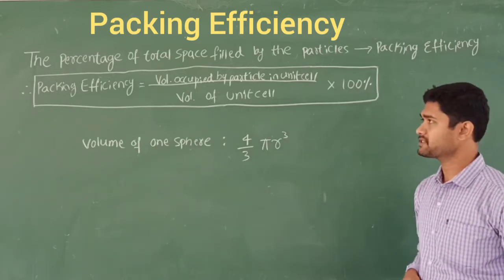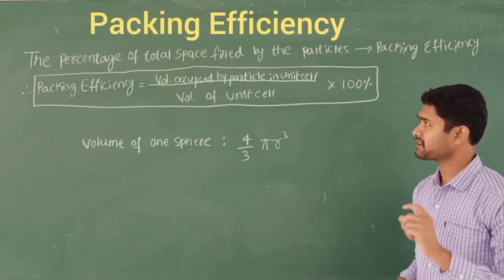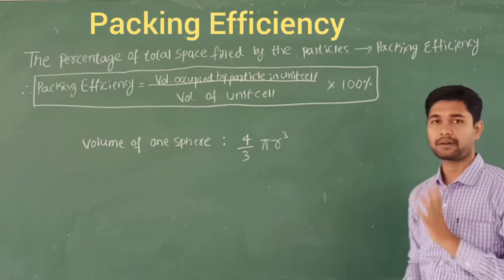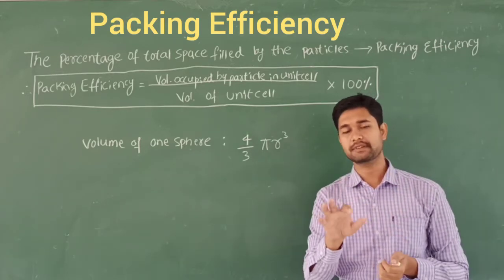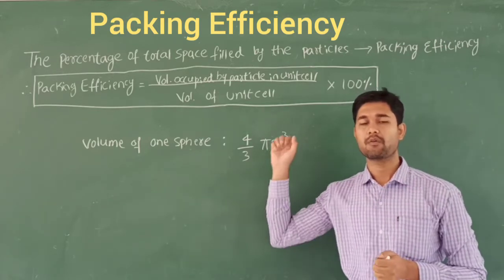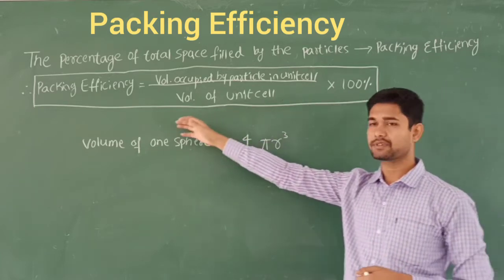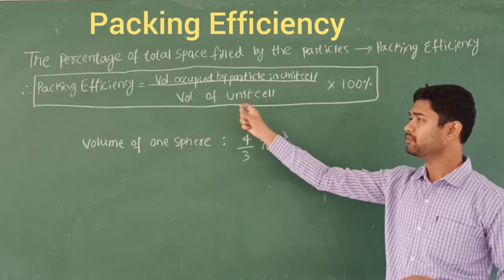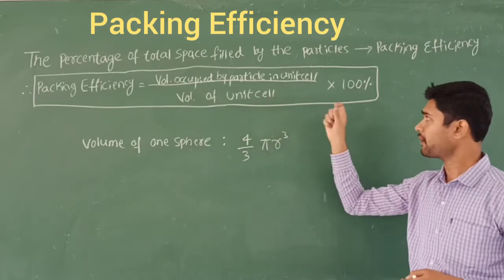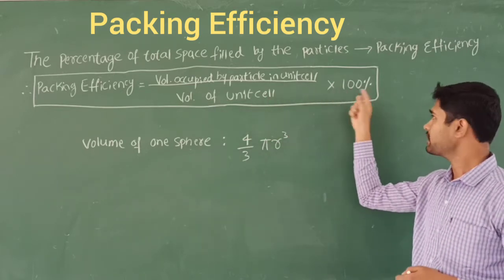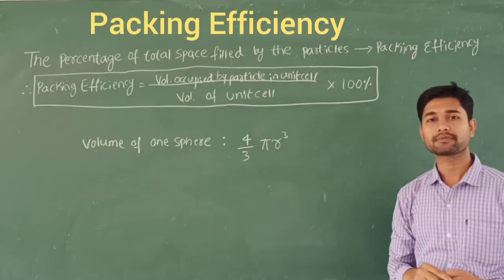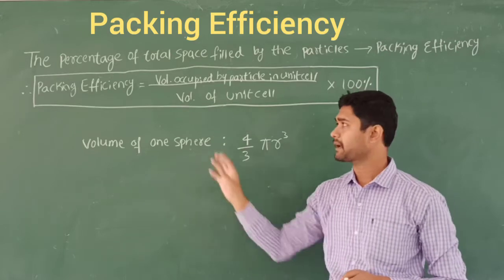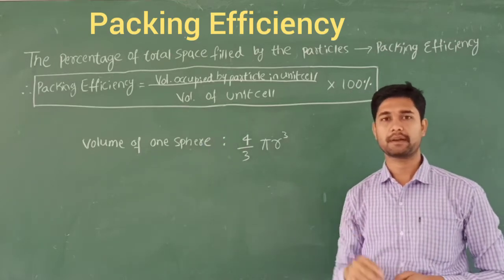The packing efficiency may be defined as the percentage of the total space which is filled by the particles. We are going to find out how much of the total space is covered by the particles, using this formula: packing efficiency is equal to the volume occupied by the particles in a unit cell into 100, divided by the volume of the unit cell. By this formula we are going to calculate the packing efficiency in all three cases.